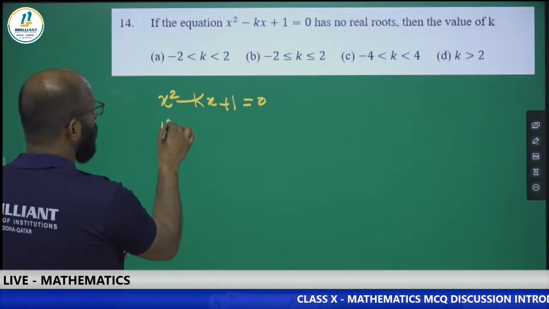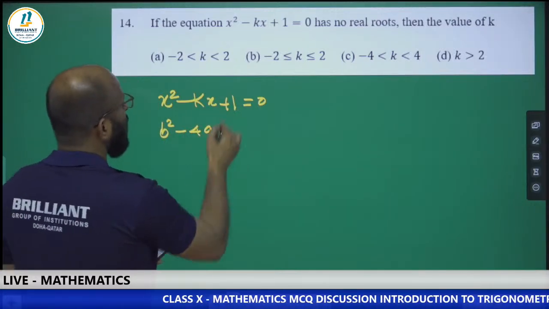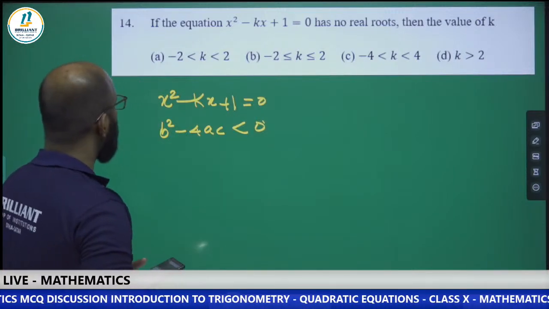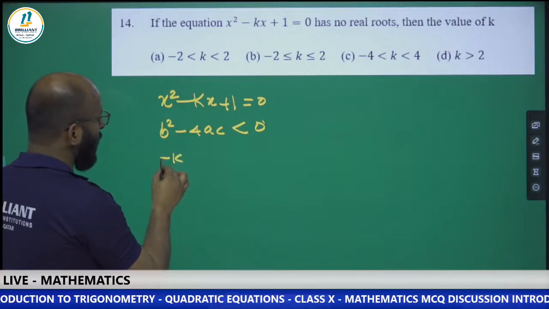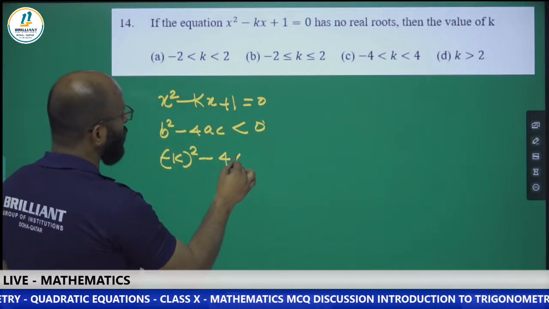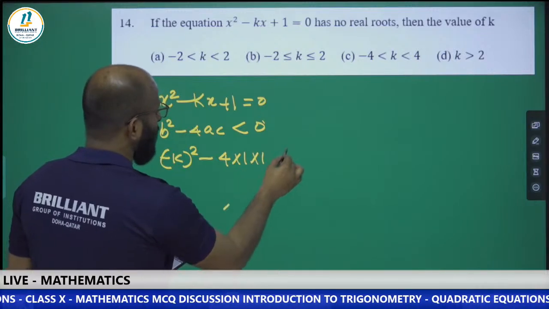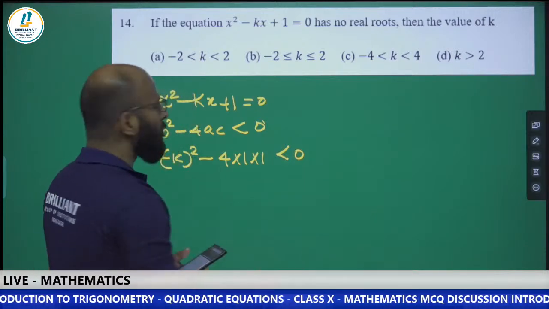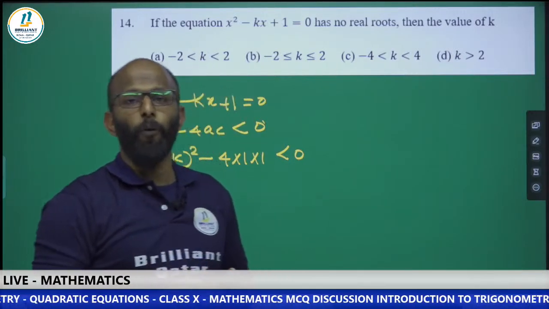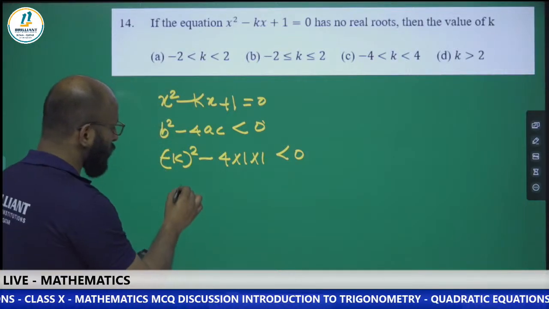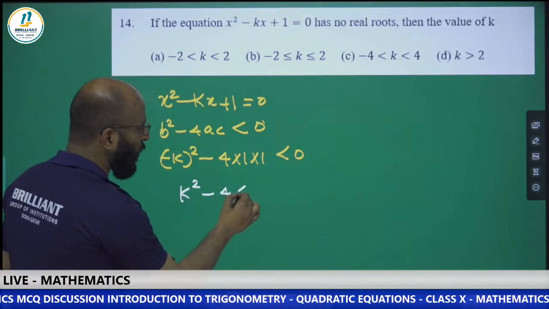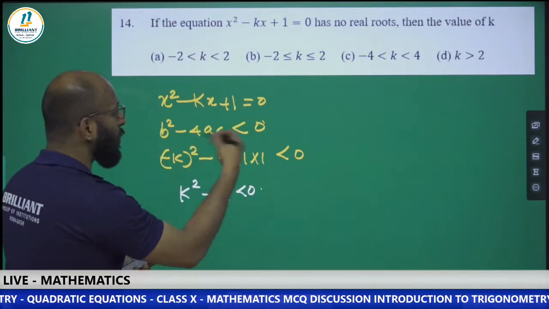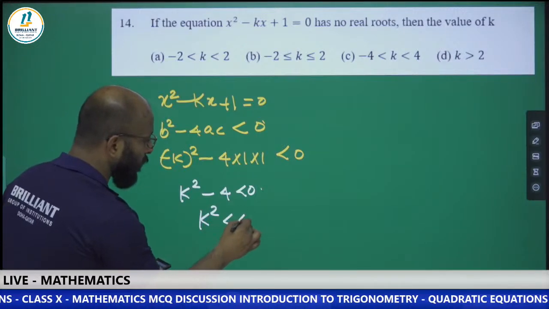Let us check our b square minus 4ac value. It's given that it has no real roots, therefore b square minus 4ac is less than 0. So b square is minus k whole square, minus 4 into a is 1, c is also 1, less than 0. Minus k whole square is k square, so k square minus 4 less than 0. Then we can take 4 to the right side: k square less than 4.